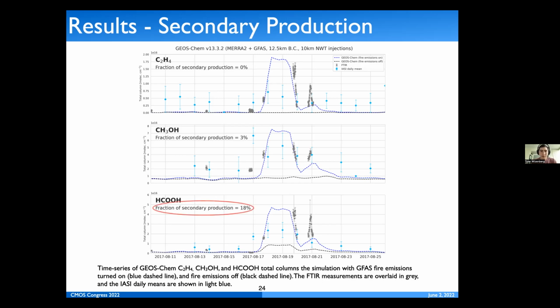However, in the case of formic acid, there's still a pretty noticeable enhancement. So from this, we can deduce that the secondary formation is on the order of 18% or so of the peak enhancement.